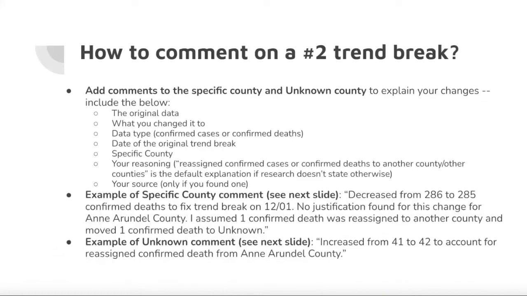Okay, how do you leave a comment? So again, you're going to want to make sure you include all of the specifics that we have been including on all of the other comments. For this example, you would say decrease from 286 to 285 confirmed deaths to fix the trend break on 12:01. No justification was found for this change. I assumed one confirmed death was reassigned to another county and moved one confirmed death to unknown. And don't forget to also comment on the unknown cell that you increased to say increased from 41 to 42 to account for reassigned confirmed death.